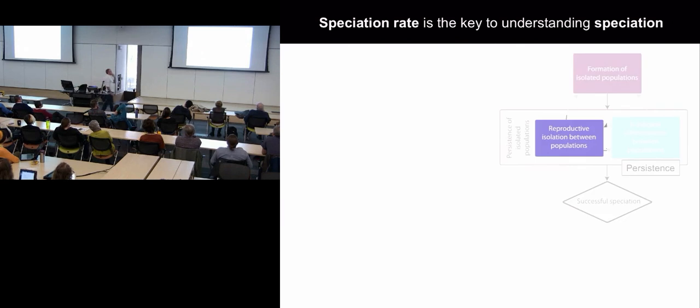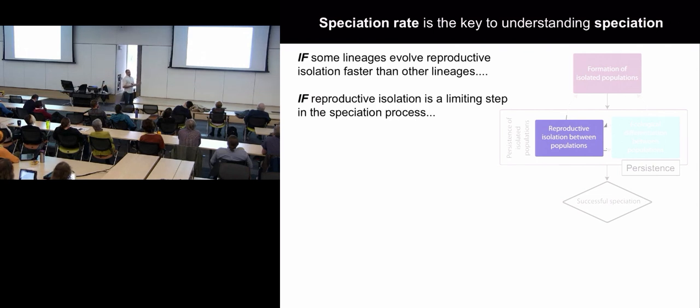So if we think about this hierarchy, or this relationship of these processes that affect successful speciation, let's focus on reproductive isolation for a moment. If we think about speciation rate being governed by reproductive isolation, what we're really predicting is that if some lineages can evolve reproductive isolation faster than other lineages, then all things being equal, if reproductive isolation is the main control on the rate at which speciation happens, then lineages that evolve reproductive isolation fast will also speciate fast.